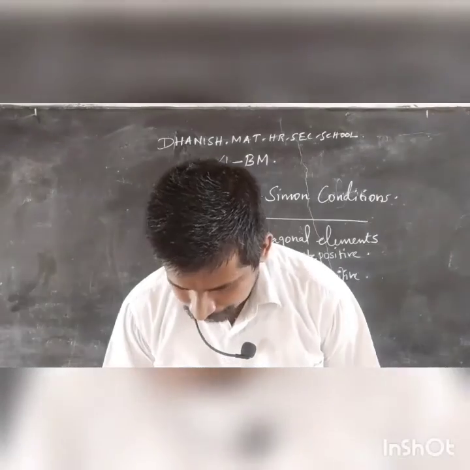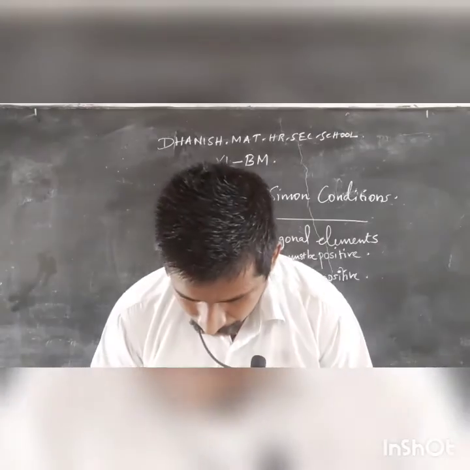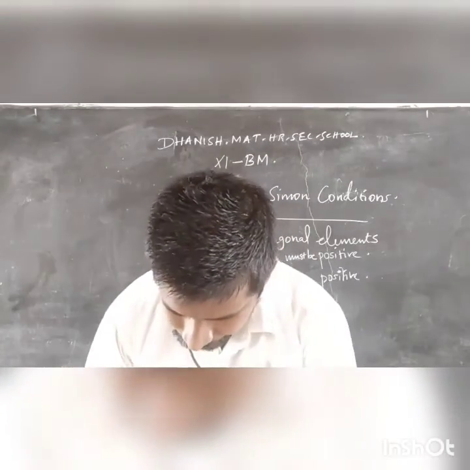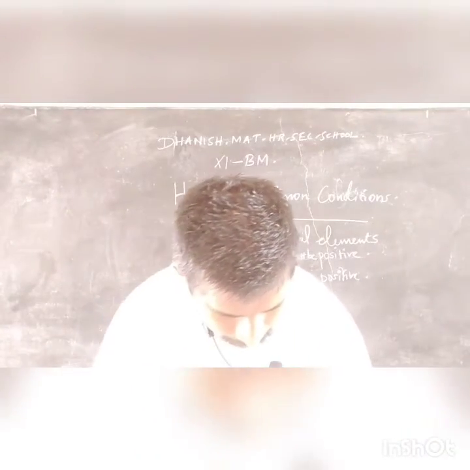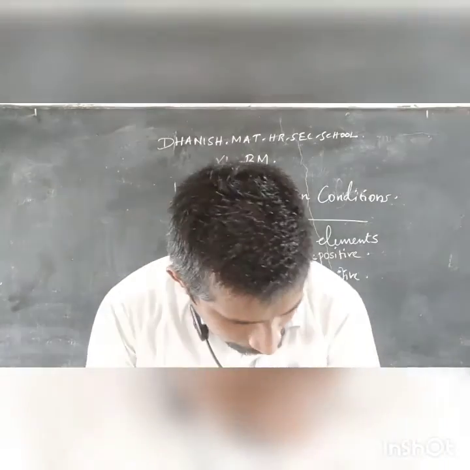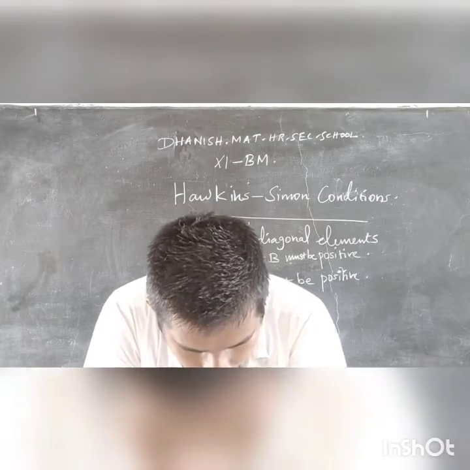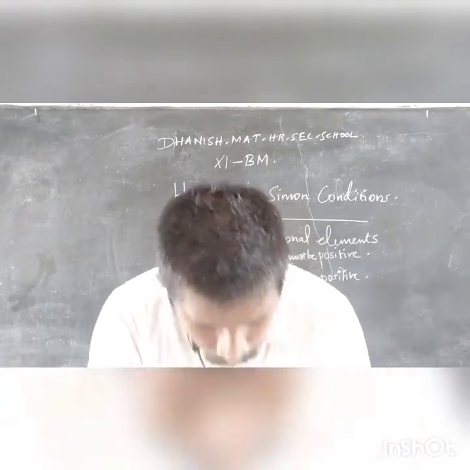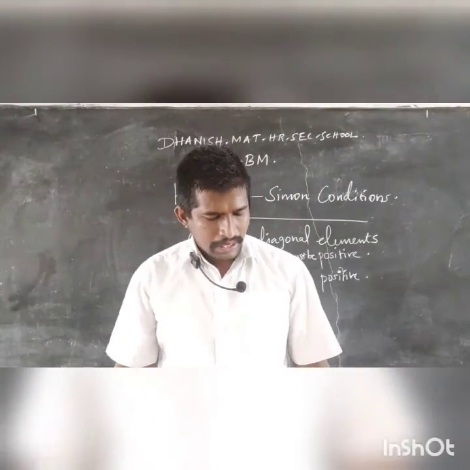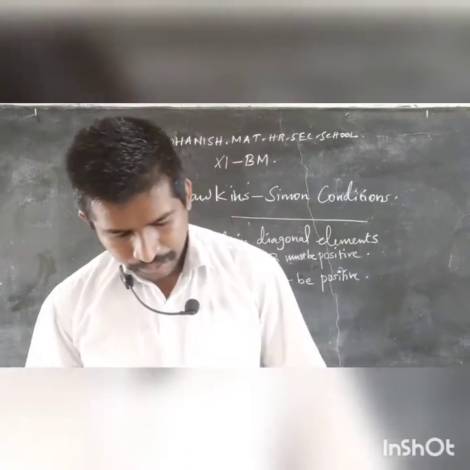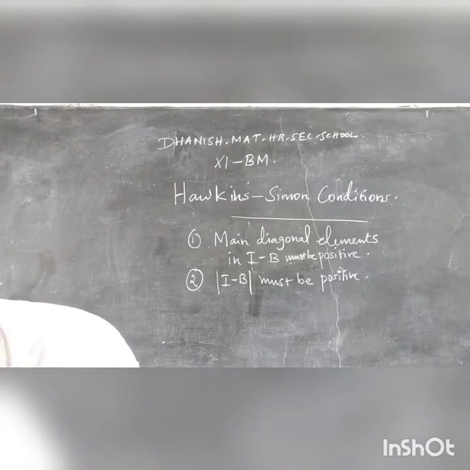Now we will do some problems from exercise 1.4. Look at the book, page number 33. First problem. The technology matrix of an economic system of two industries is 0.50, 0.30, 0.41, 0.33. Test whether the system is viable as per the Hawkins-Simons conditions.